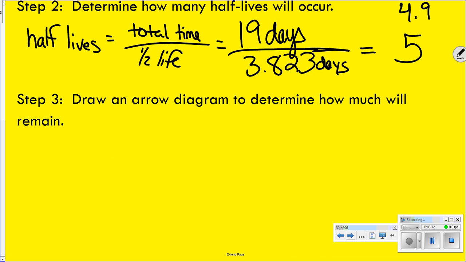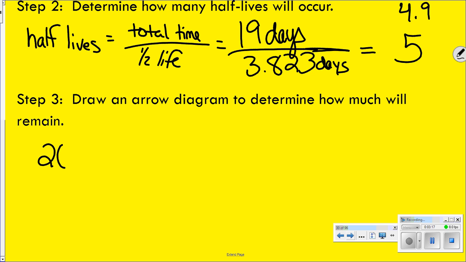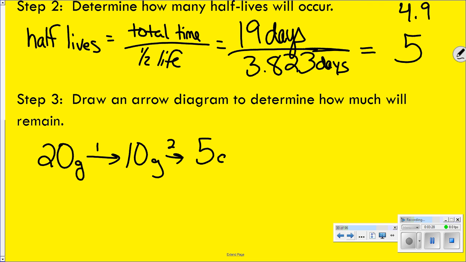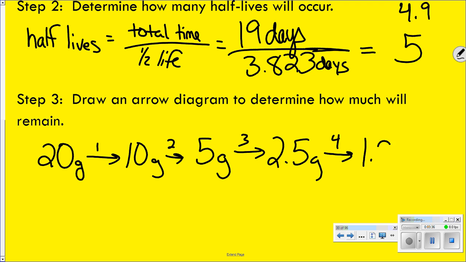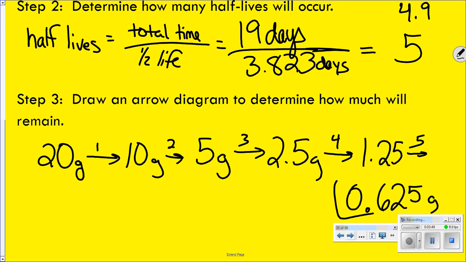Then I have something I call an arrow diagram. So I say, okay, what's my starting amount, which is my 20 grams? And then I just chop this and count my half-lives. If I chop it 1 time, it goes down to 10 grams. If I chop it 2 times, it goes down to 5 grams. 3 times, 2.5 grams. 4 times, 1.25 grams. And if I finally chop it a 5th time, it's going to go down to 0.625 grams remaining.